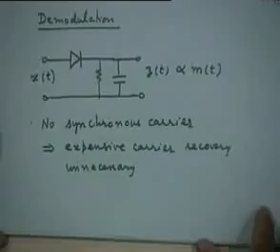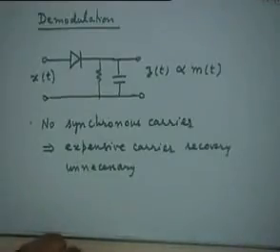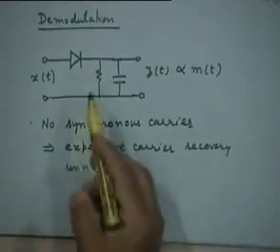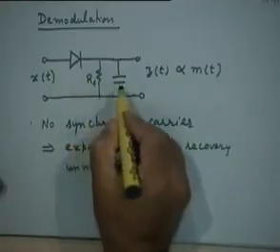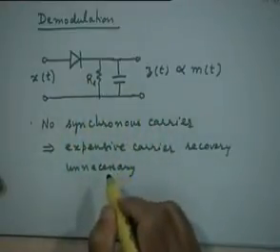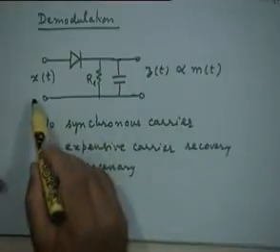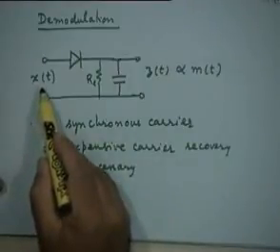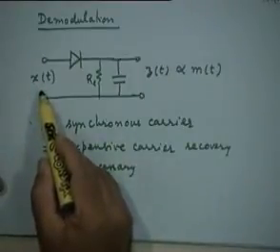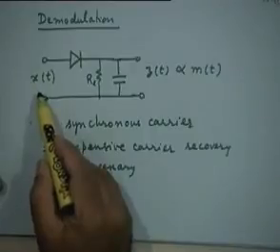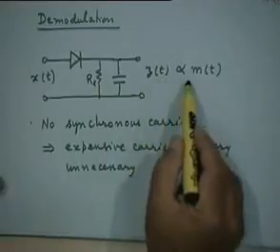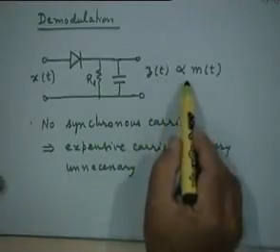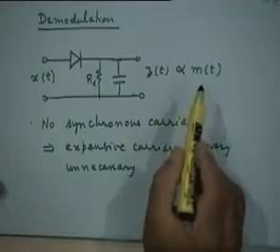This was a circuit we discussed very briefly. We'll discuss it in more detail now, where you have a simple diode followed by a resistor R L in parallel with a capacitor C. And our premise is that if at the input you apply the modulated signal, the amplitude modulated signal x of t, the output z of t will be proportional to the message signal or message waveform m of t, right?